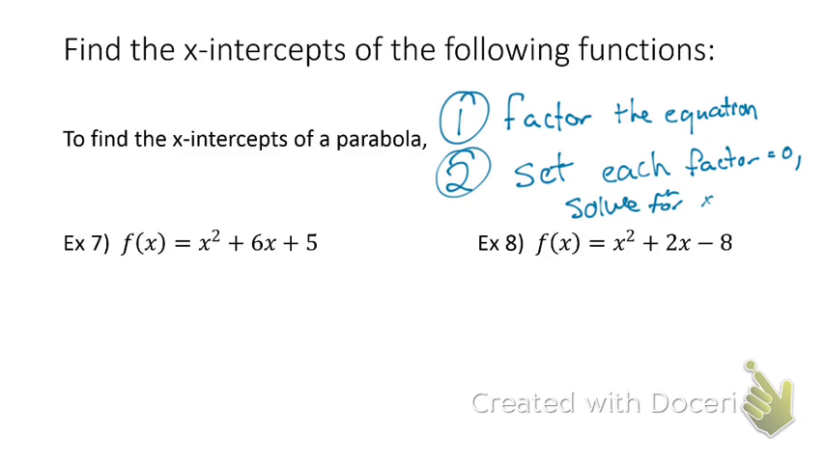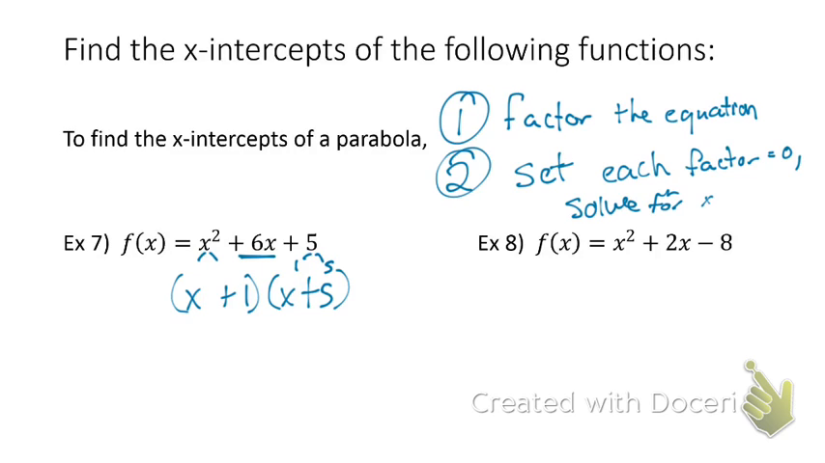So the first thing that we have on example 7 is f of x equals x squared plus 6x plus 5. I need to factor the equation first, so I split my x squared up into x times x. 5 can only be broken down into 1 times 5, so I've got plus 1 plus 5. Let me check it. Yes, 1 plus 5 would give us 6. So I'm done with step 1.